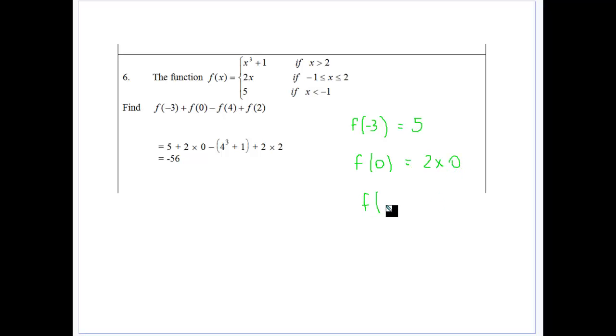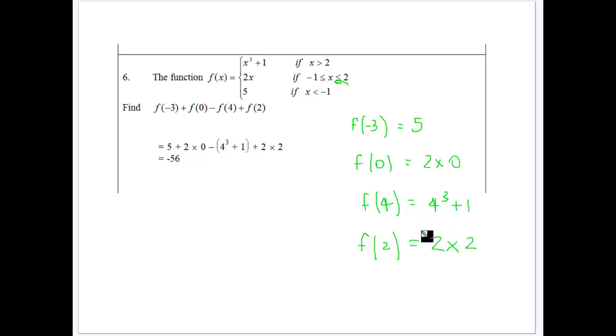Function of 4. 4 is greater than 2. So if x is greater than 2, we're using x cubed plus 1. We'd have 4 cubed plus 1. So that's where we get that one from. And the function of 2. Now 2 is right on the cusp there, but it's equal to 2 in this part. So when we want to do that, we're going to use 2x. So the function we're going to use will be 2 times 2.